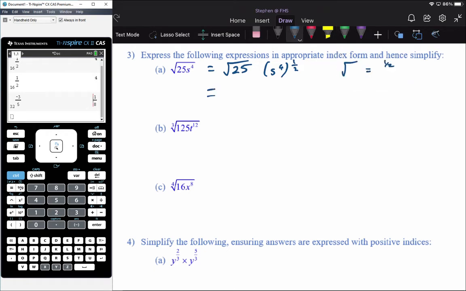So the square root of 25 is just 5. And then we have s. Now we have a power inside 4, power outside half. So what that means is we have 4 times a half, which is 4 over 2, which is equal to 2. In other words, we just have 5s squared. Not too bad. That looks pretty good. Let's change that to green.